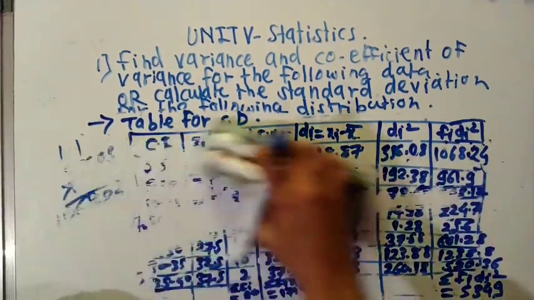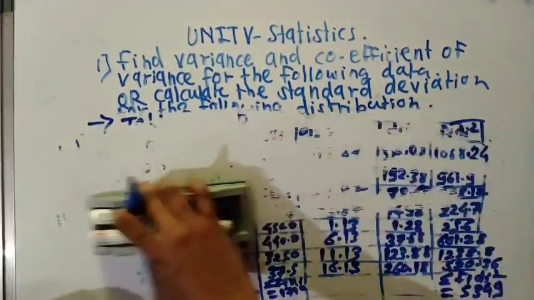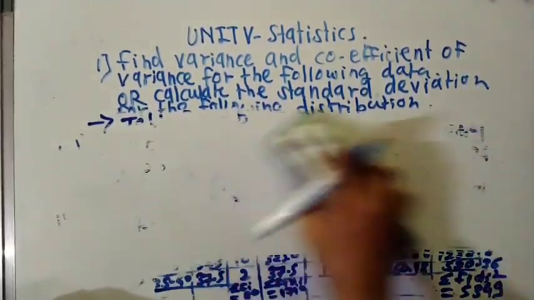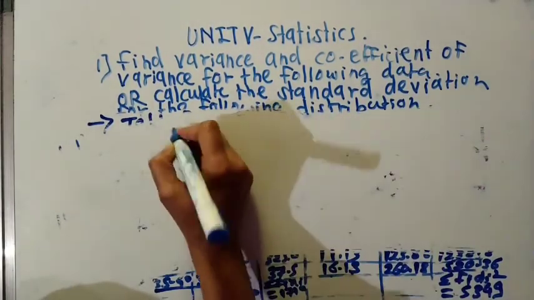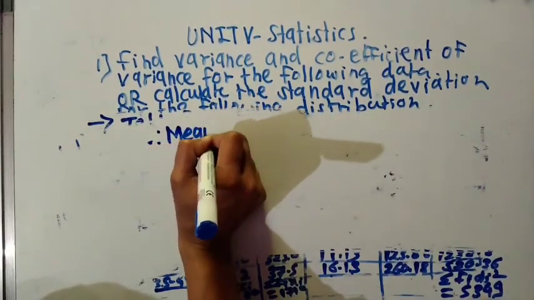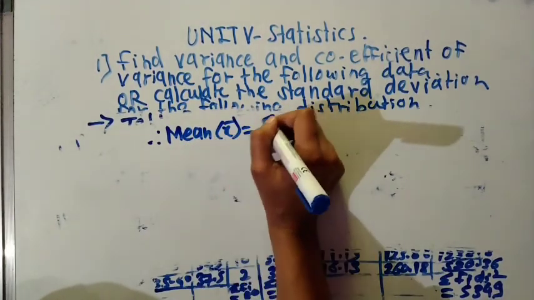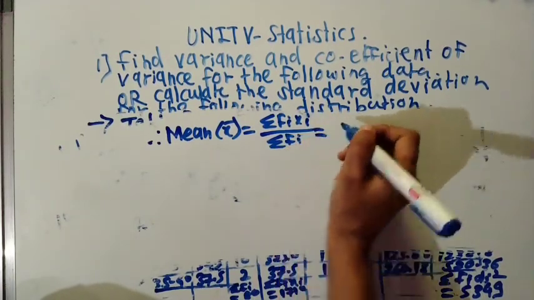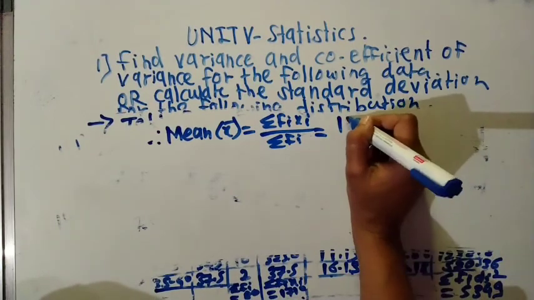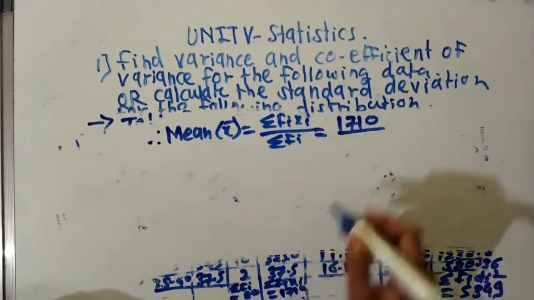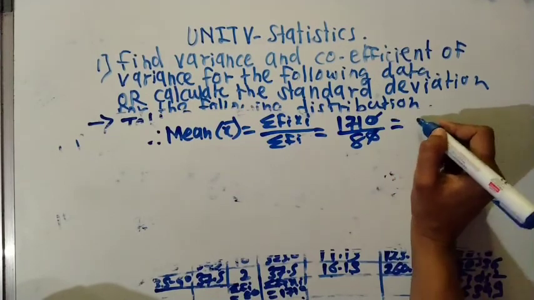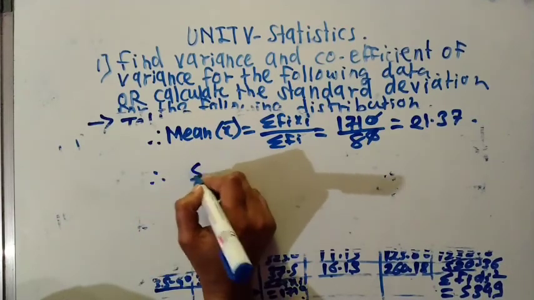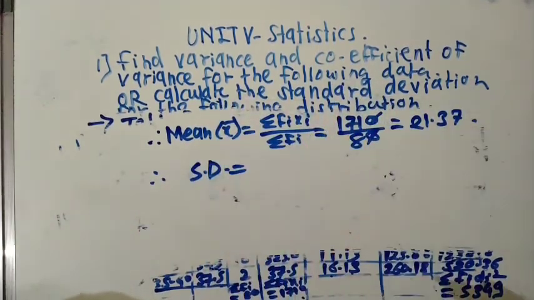Then write down the formula for mean. x bar is equal to summation of fi xi upon summation of fi, which is equal to 1710 upon 18, which is 21.37. First, find out the standard deviation.